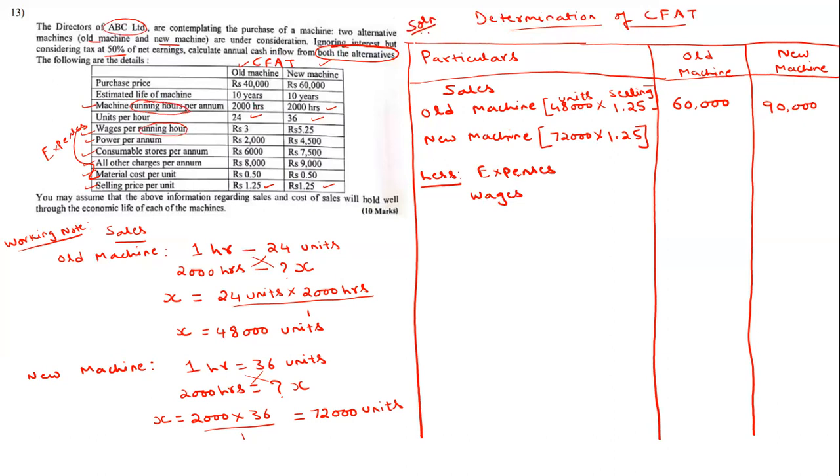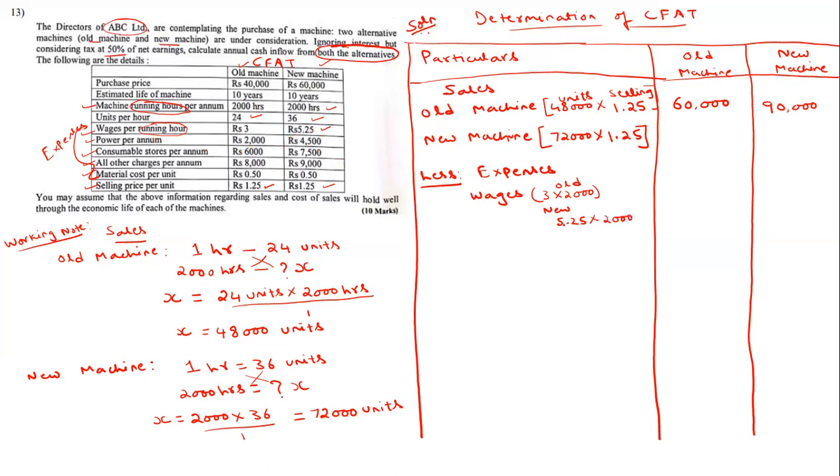So I'll be writing here wages for the old machine. I'll just mention here old machine 3 into 2000 hours. This is for the old, and for the new, how much will it be? For the new, if you see, it is 5.25 wages per running hour, 5.25, and this is multiplied again with 2000 hours.